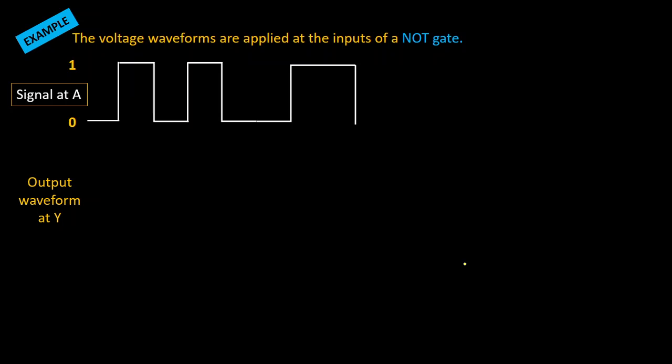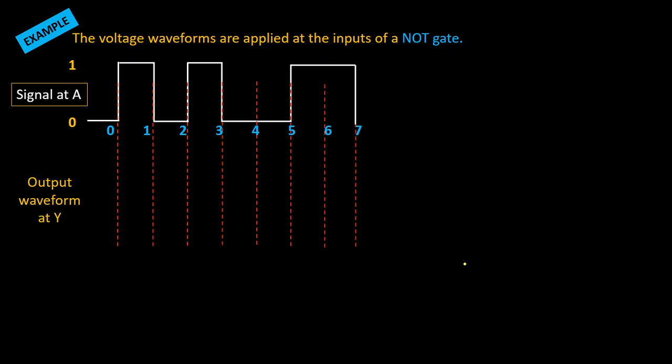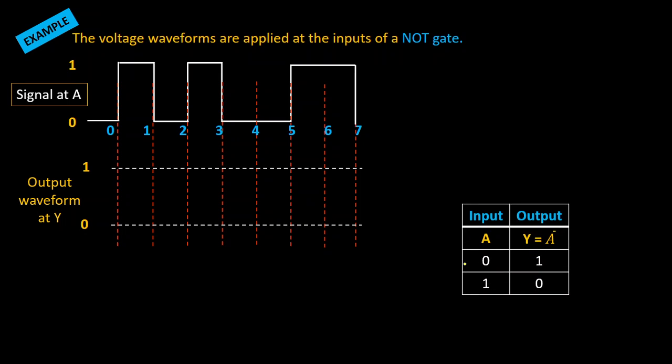And we are supposed to find the output waveform at Y. So let us divide the given signal into a number of time intervals. Now with this, we already know that the output waveform will obviously have two levels, 0 or 1, right? And its truth table is 0 will be complemented as 1 and 1 will be complemented as 0. So let us see what the output will be. For the first time period, the signal at A is 1, so the output will be complemented. If 1 is the input, the output will be 0. So it will be complemented as this.